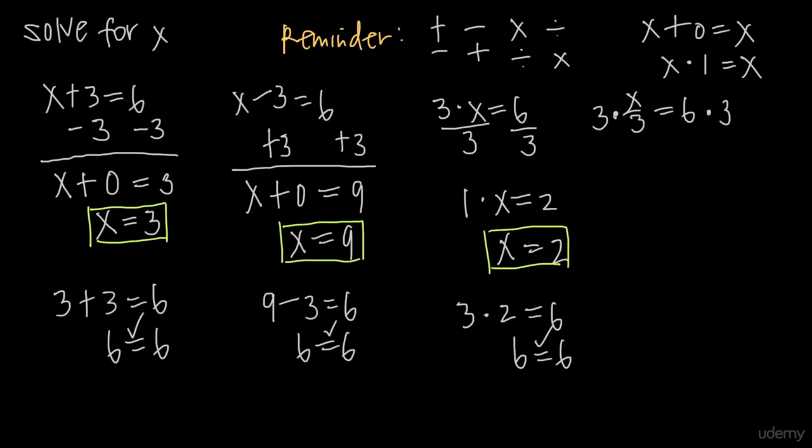Now I can simplify. So here I'm going to get my 3's to cancel. I have 3 in the numerator and 3 in the denominator. Those are going to cancel with each other. Really, it's just going to be 1 times x. And on the right-hand side, I have 6 times 3, which I know is 18.